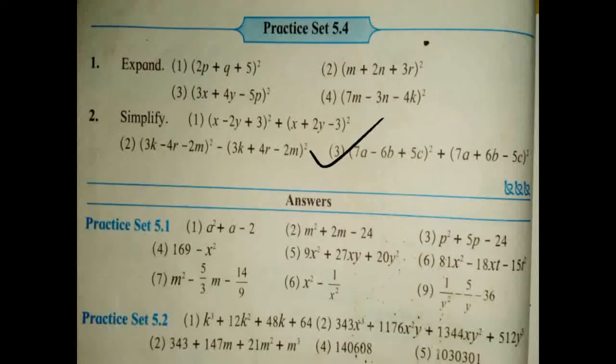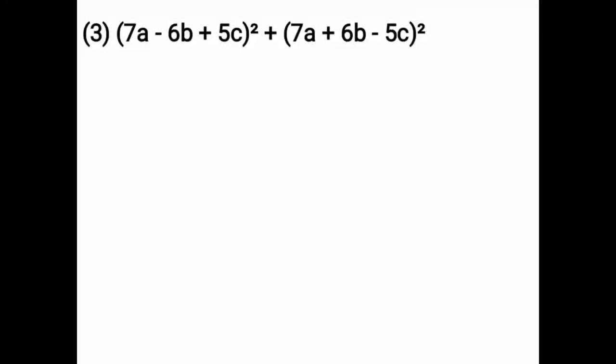7a minus 6b plus 5c the whole square plus 7a plus 6b minus 5c the whole square. Write the (a plus b plus c) the whole square formula 2 times: (a plus b plus c) the whole square plus (a plus b plus c) the whole square. In between the two brackets, check which sign is there, and write it. Here it is a plus sign.